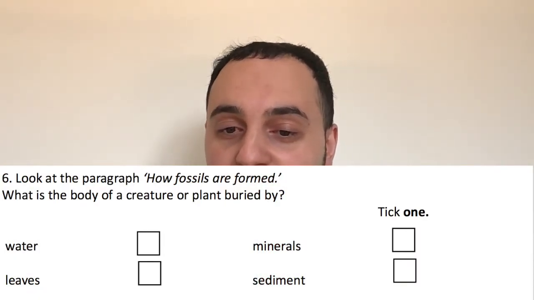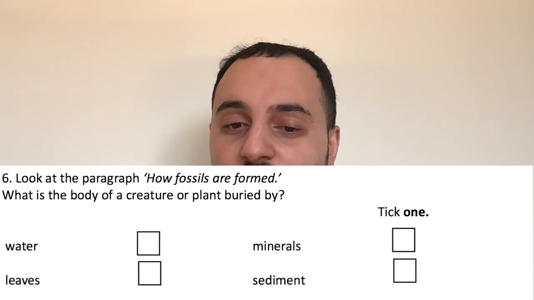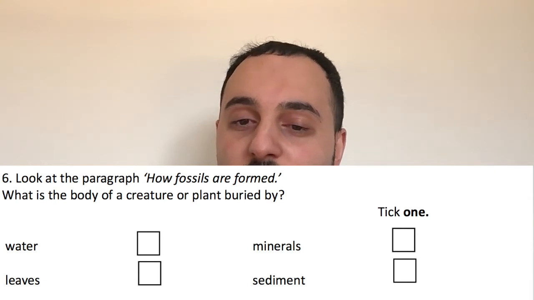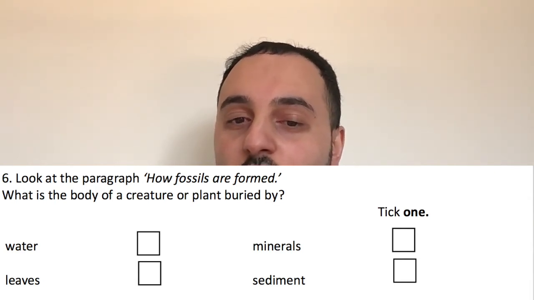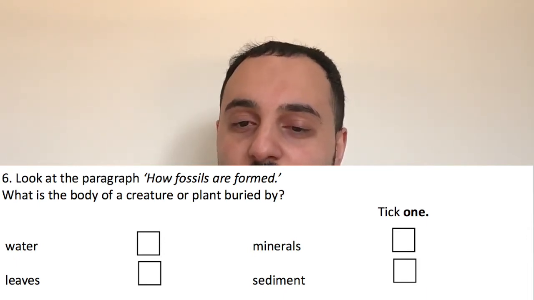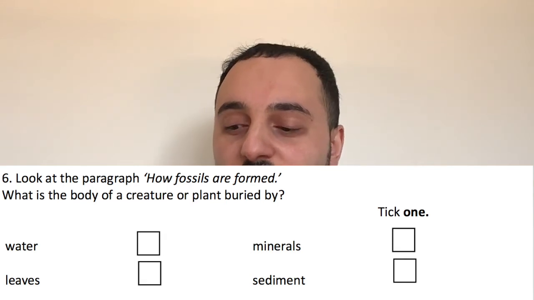Look at the paragraph, how fossils are formed. What is the body of a creature or plant buried by? Tick 1. So is it buried by water, minerals, leaves or sediment?